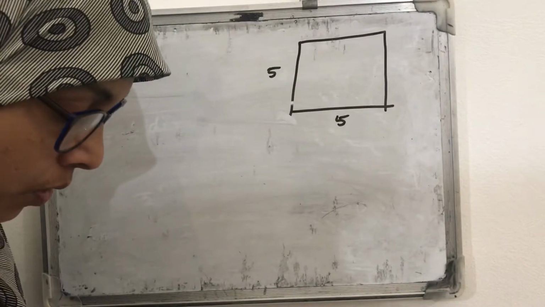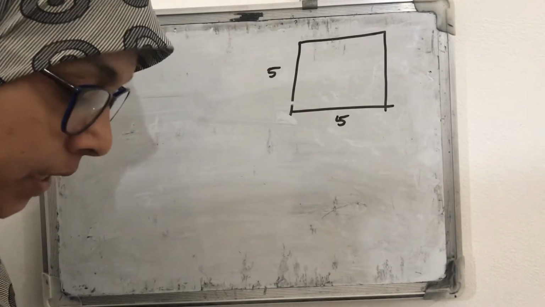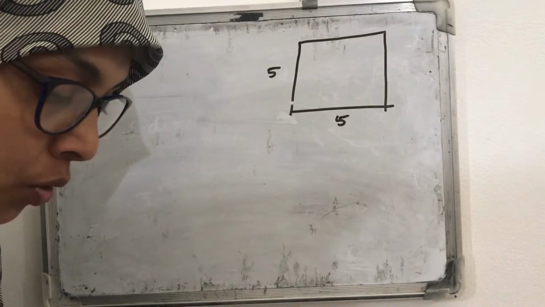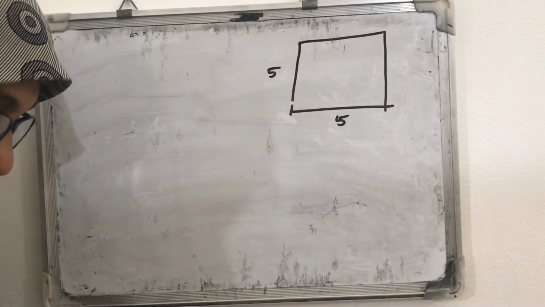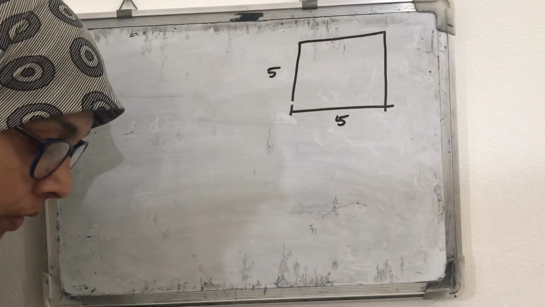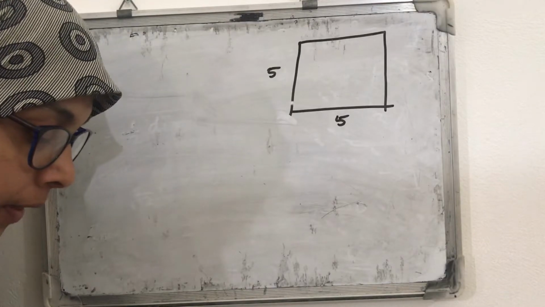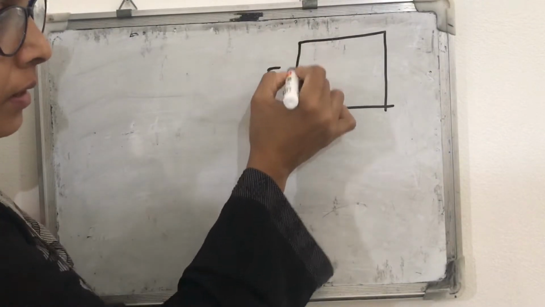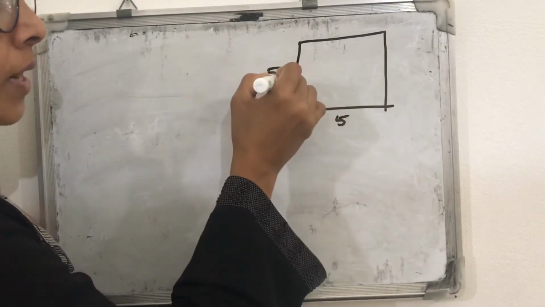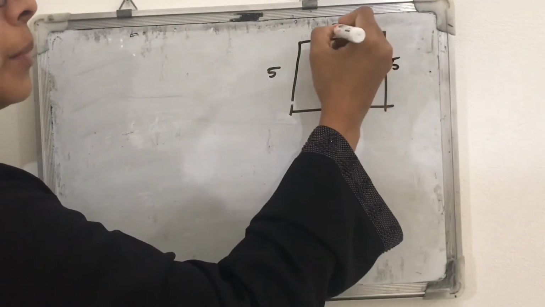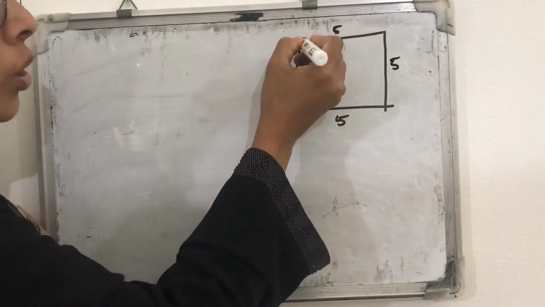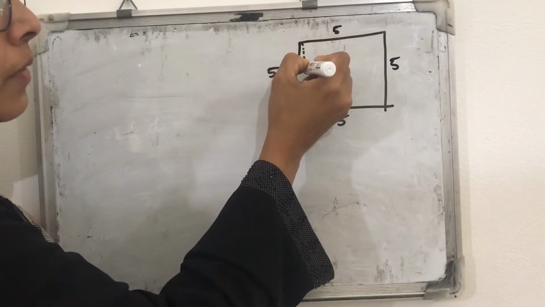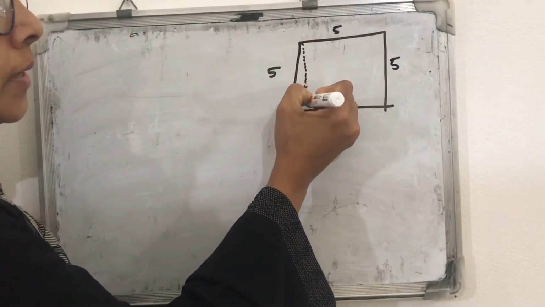Now if one of its diagonals is 8 centimeter. What is the question? Find the length of the other diagonal. One side is 5, then all sides will be 5, and its height is also given. The height means the perpendicular distance from the vertex to here.